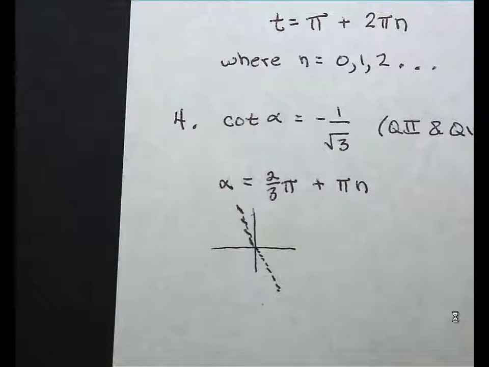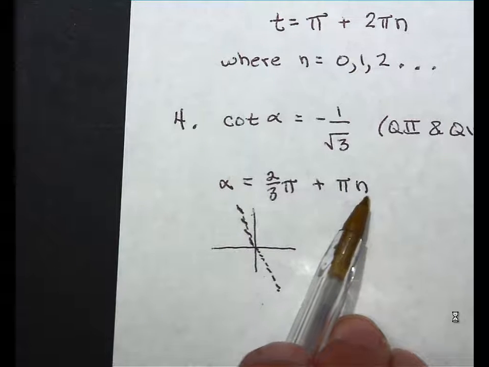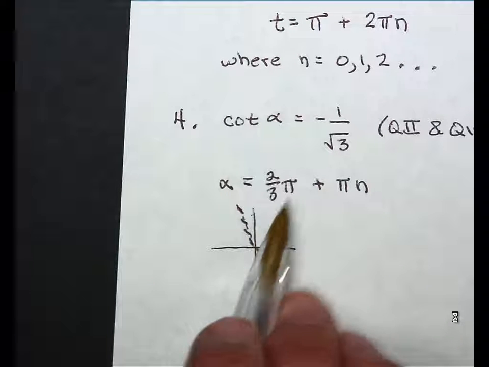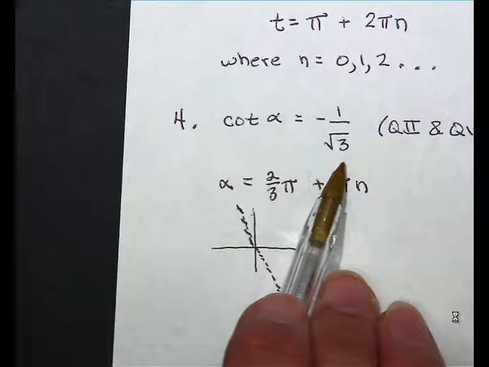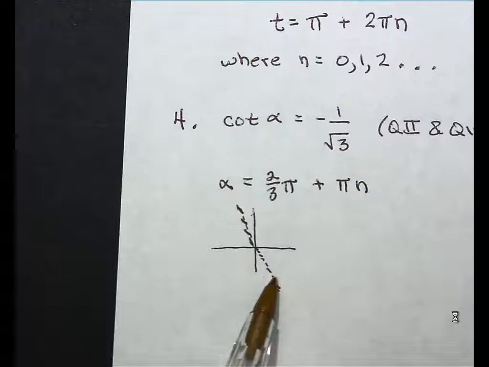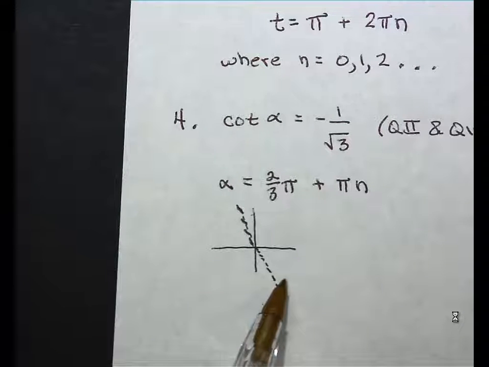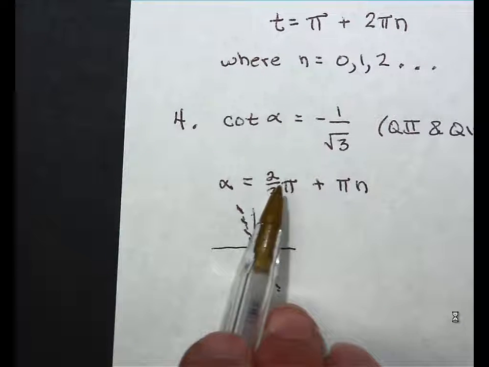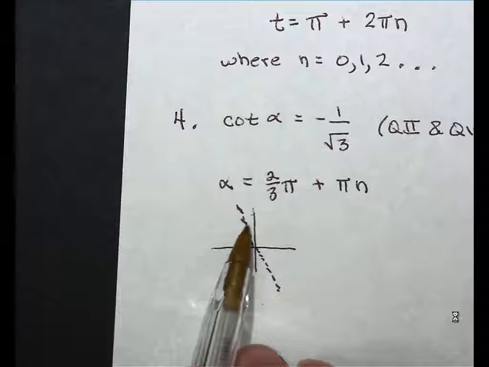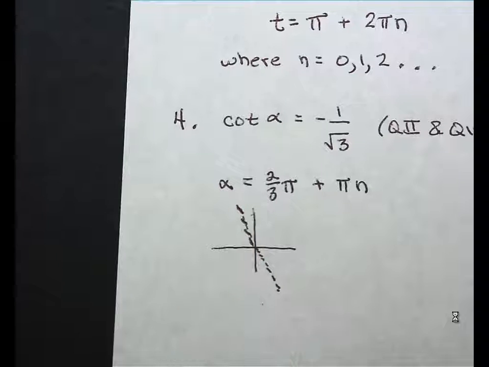Now, when you're checking your answer, just let n be 0, n be 1, n be 2, and see if you're catching all the solutions. When n is 0, then you just have 2/3 pi. And cotangent of 2/3 pi is -1 over square root of 3. When n is 1, we would be at 5/3 pi. Is that right here? Yep. And when n is 2, that would be 2/3 and 4/3, 7/3 pi. We're back right here. So that does seem to be capturing all the solutions. That's how you can check your answer.